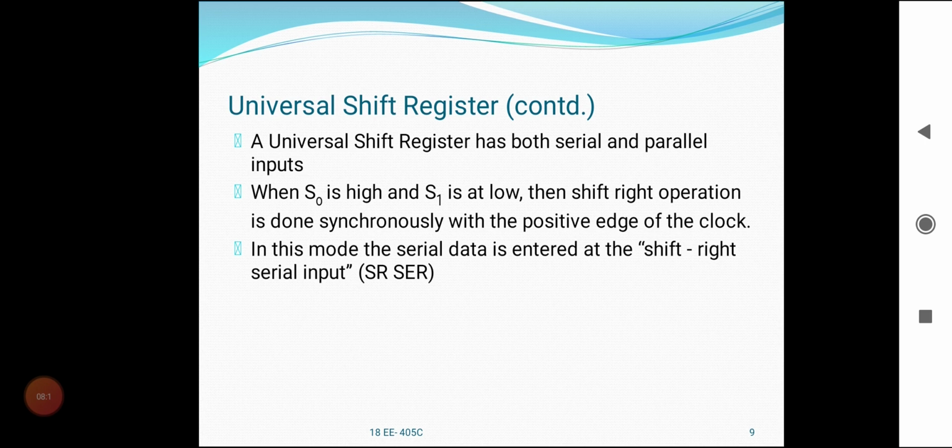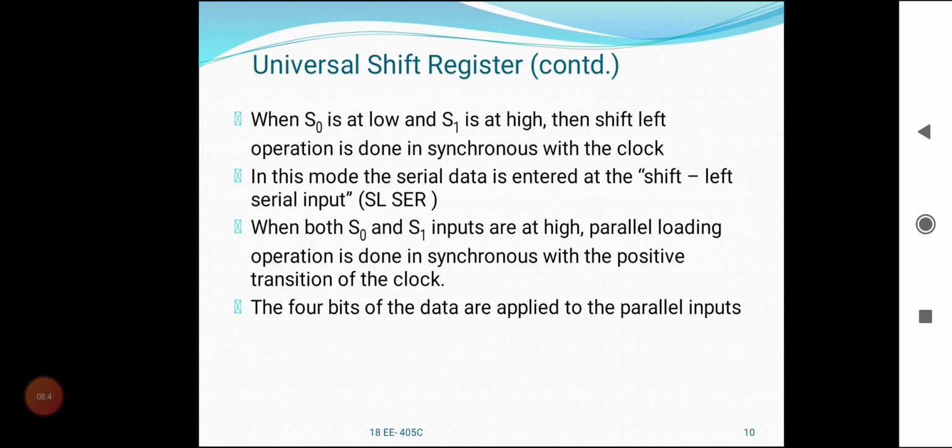When S0 is high and S1 is low, that means the 0-1 state, the shift right operation is done synchronously with the positive edge of the clock. In this mode, serial data is entered at the shift right serial input. When S0 is low and S1 is high, the shift left operation is done synchronously with the clock. In this mode, serial data is entered at the shift left serial input.